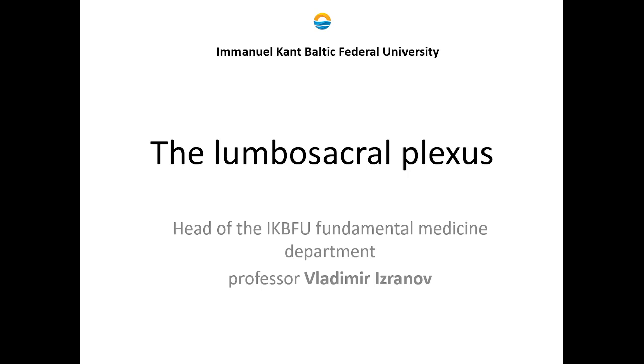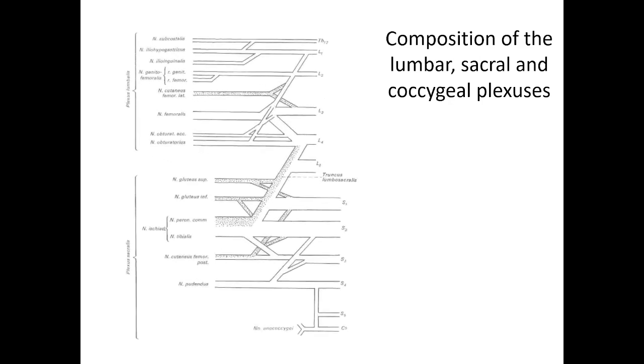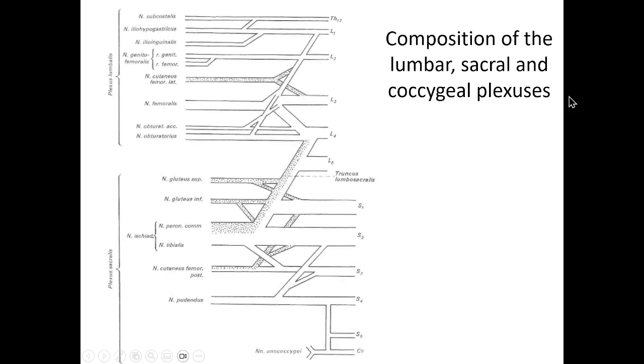Today's theme: lumbosacral plexus. Composition of lumbar, sacral and coccygeal plexuses. This picture demonstrates, first of all, the origin, the source. TH12, thoracic 12 spinal nerve. L1, lumbar 1 spinal nerve, and so on till L4.